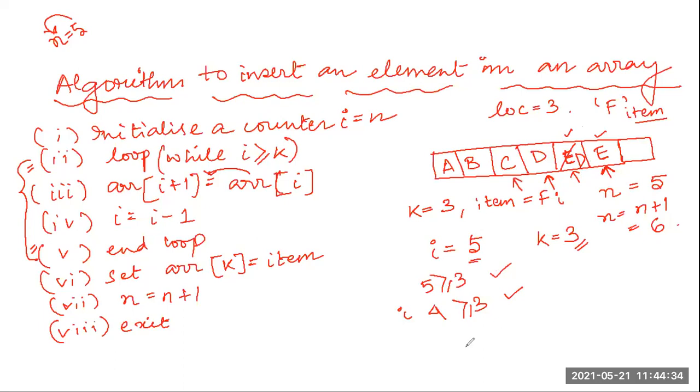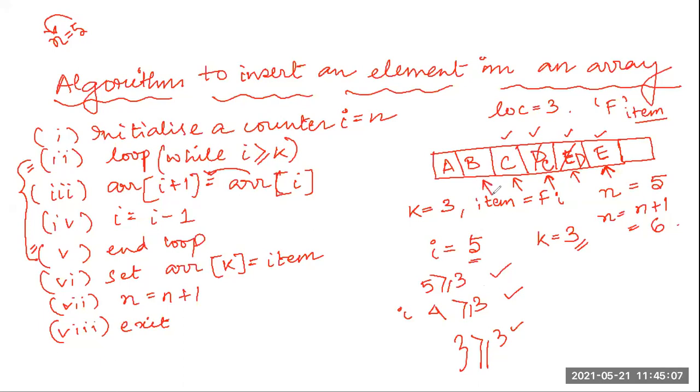I value will be 3. It is checking whether my 3 is greater than or equal to 3. Yes, it is true. So since 3 is greater than or equal to 3, I will copy this element, that is, I plus 1 will hold the value of I. So here my D will be overwritten and C will be saved. Now my counter will be 1 less.